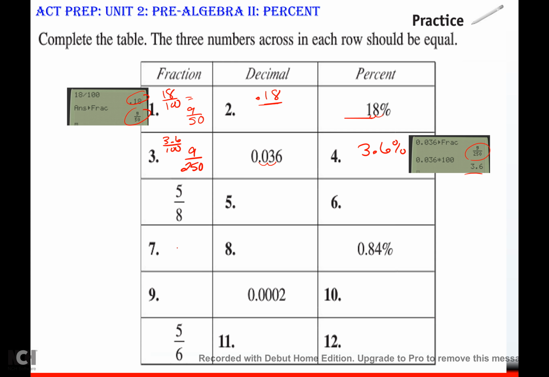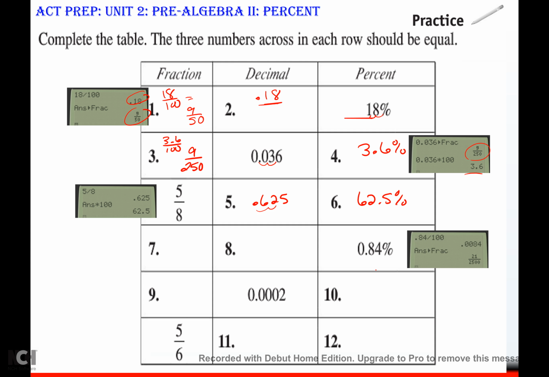All right, 5/8. To get a decimal, you type it in the calculator. 5 divided by 8 is 0.625. And then as a percent, move it over twice, is 62.5%. Okay, the next one is 0.84%. So if I want to change it to a decimal, I divide by 100. So I have 0.84 divided by 100, which gives me 0.0084. Math enter that, and you get 21 over 2500.